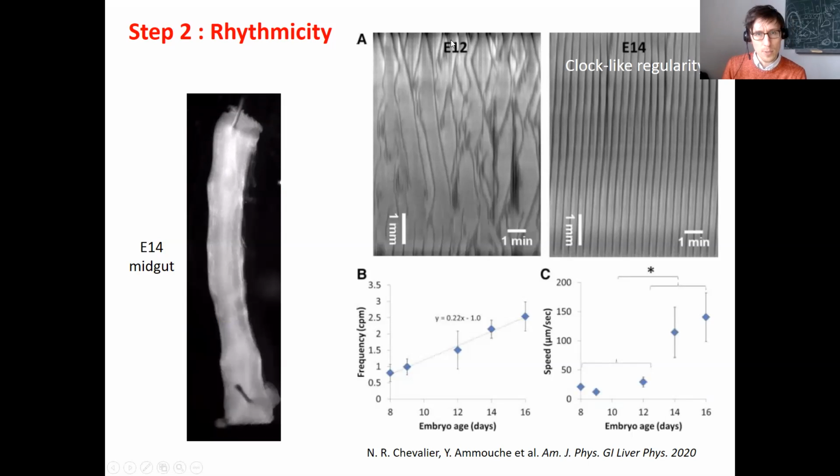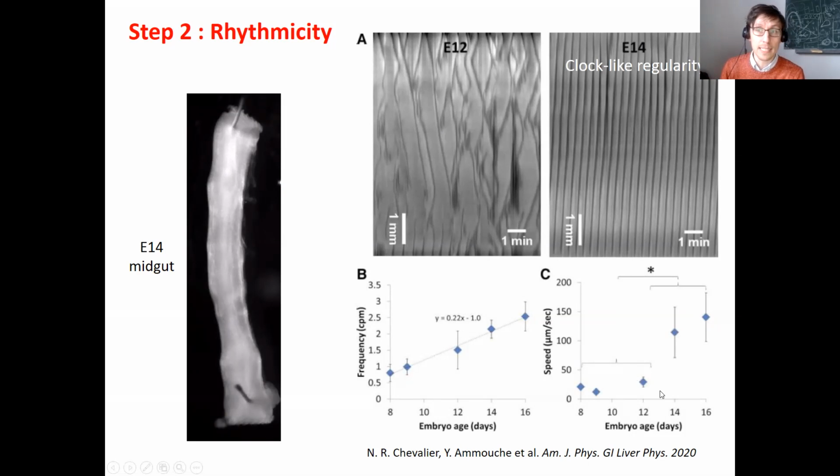We noticed that there was a very different spatiotemporal map between E12 and E14. Waves would be bidirectional and somewhat irregular at E12, and from E14 they become very regular, clock-like. So what is this due to? And what is this sharp speed increase due to?